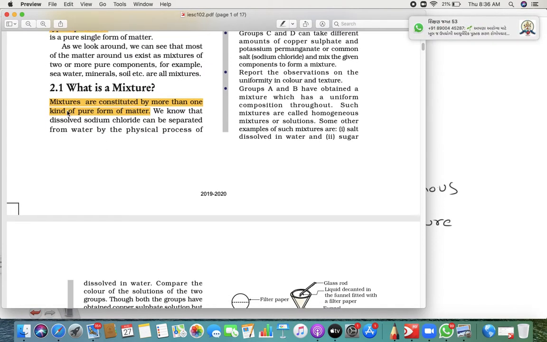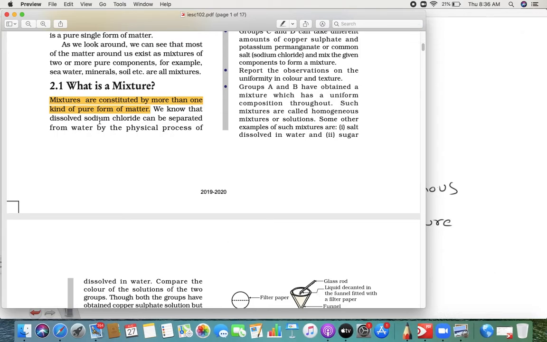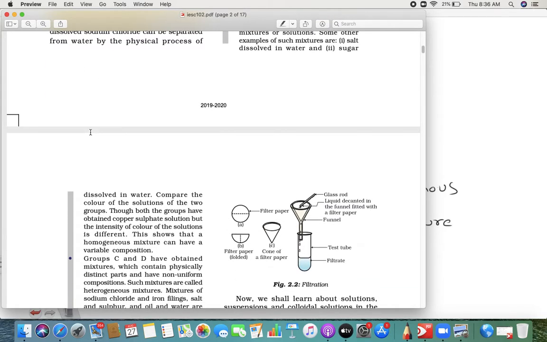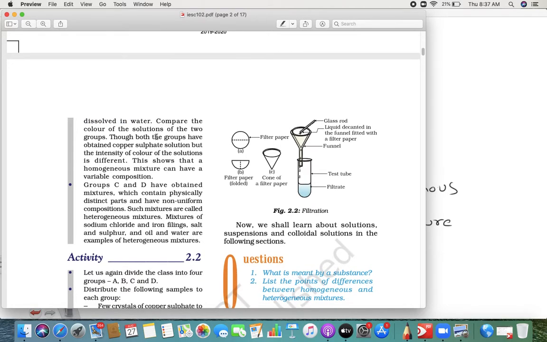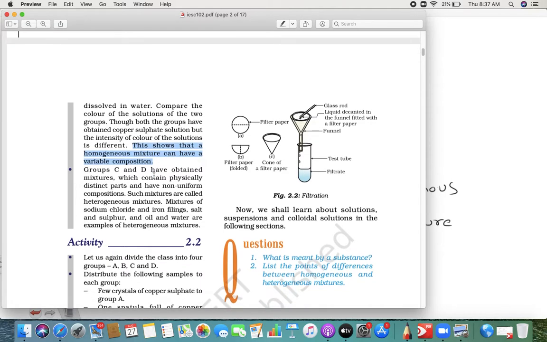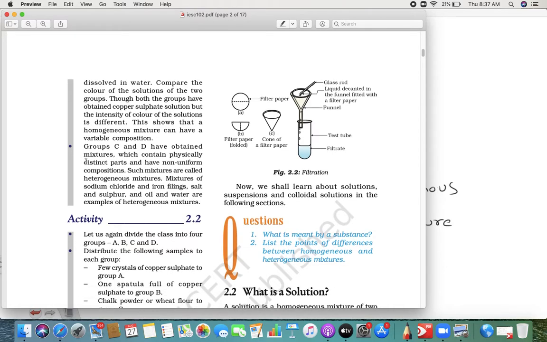Okay. So those that dissolve in water are called homogeneous mixtures. A and B, as I said, dissolve completely. And C and D, for example, if you put iron filings, oil, salt or sulfur in it, they don't mix properly, right? Those are called heterogeneous mixtures, right?